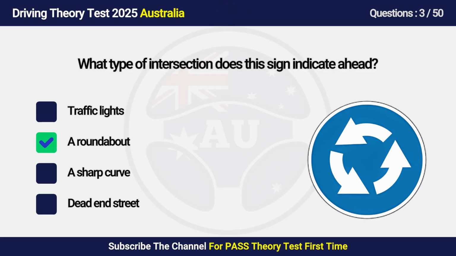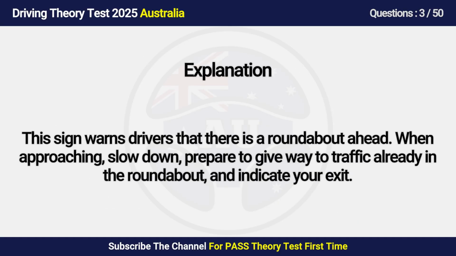Answer is B. A roundabout. This sign warns drivers that there is a roundabout ahead. When approaching, slow down, prepare to give way to traffic already in the roundabout, and indicate your exit.